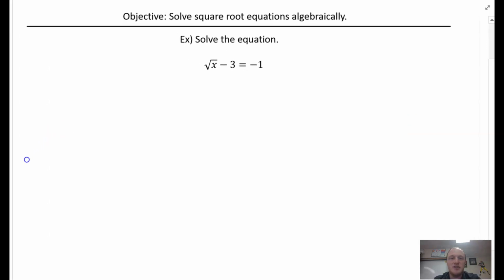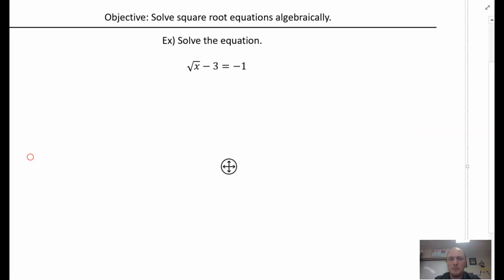Again, you just need to isolate your radical. So we will add 3 to both sides to get the square root of x is equal to 2. And then we'll square both sides. X is equal to 4. So we'll go ahead and check this.